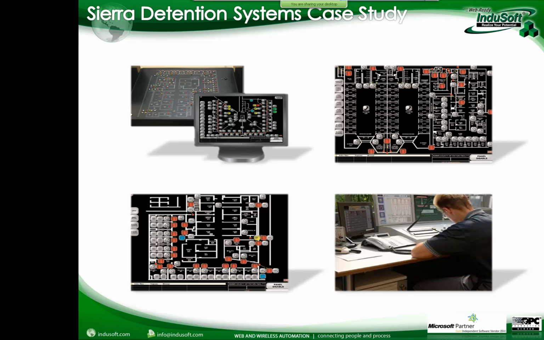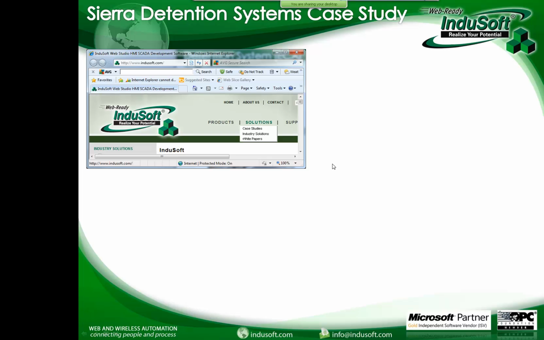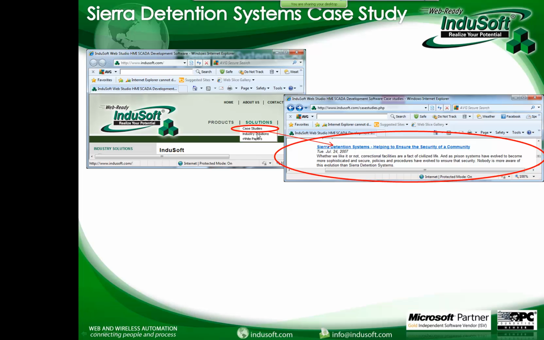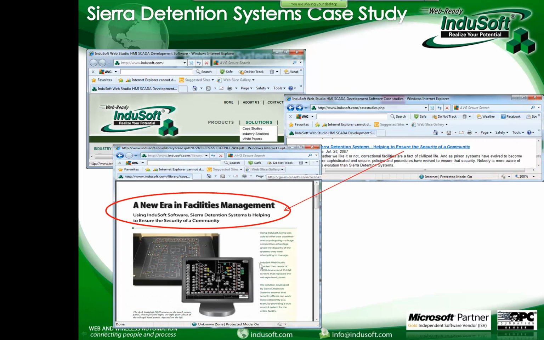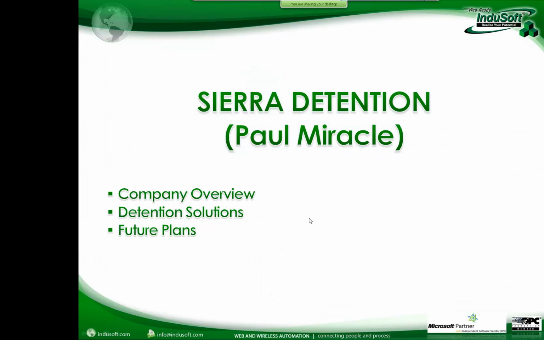Okay, and one of my all-time favorites here, the Sierra Detention Systems. They use us in several different projects. I'm going to let, of course, Mr. Paul Miracle elaborate more about that as well. But you can see some very elaborate screens on this screenshot here, based off real world use of that. If you want to download the case study from Sierra, it's the same thing. You go to our website, case studies, and you're going to find the Sierra Detention Systems link there. You can go to the page, read that case study, and also download the PDF if you want to keep it.